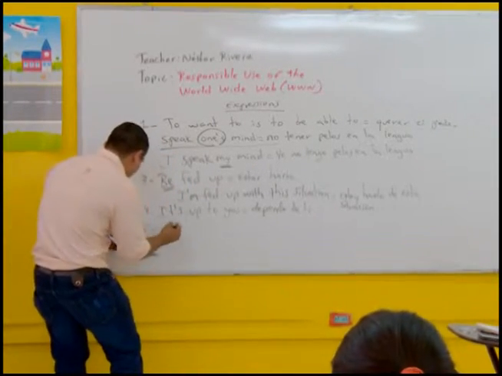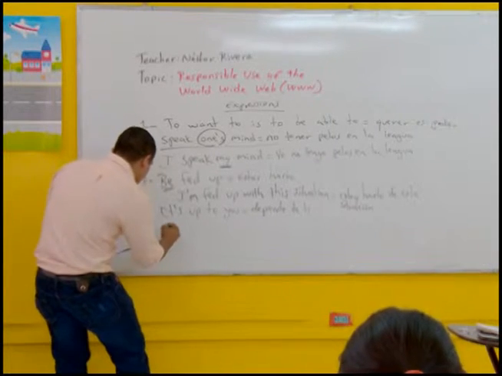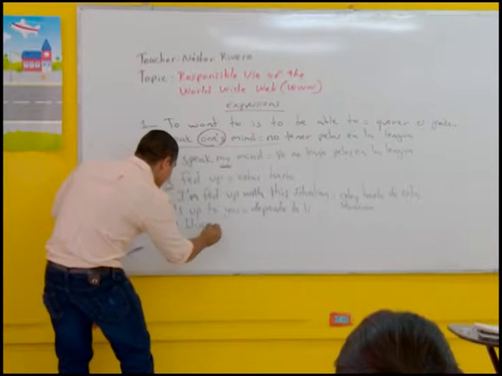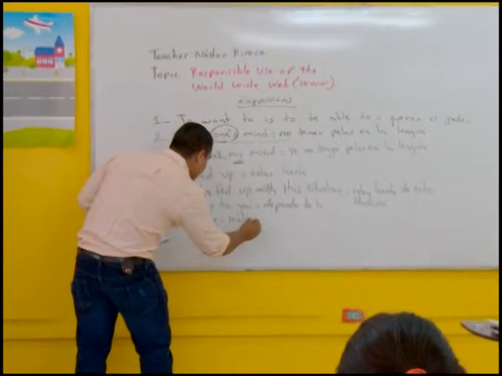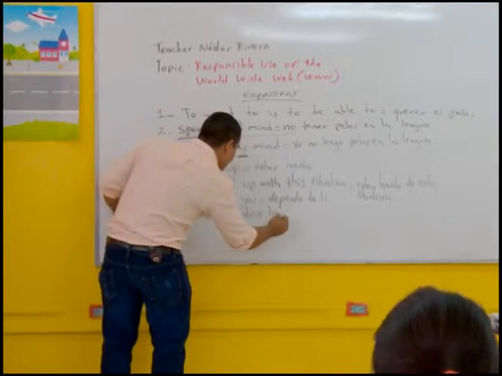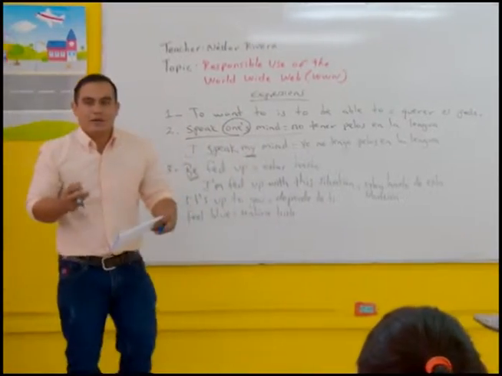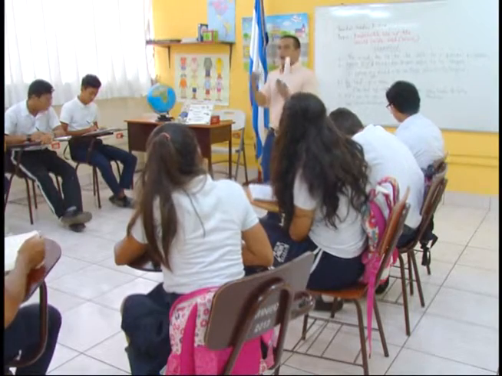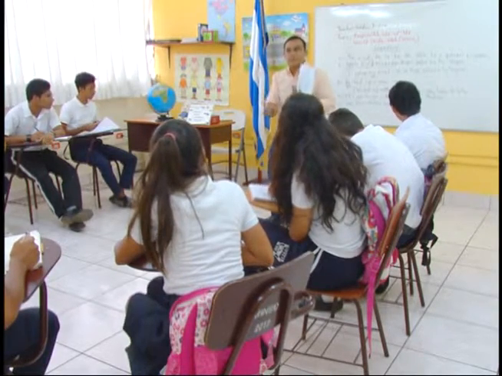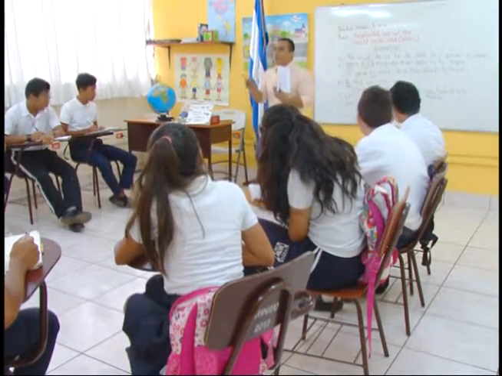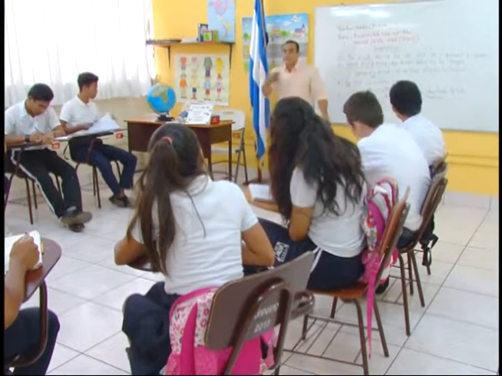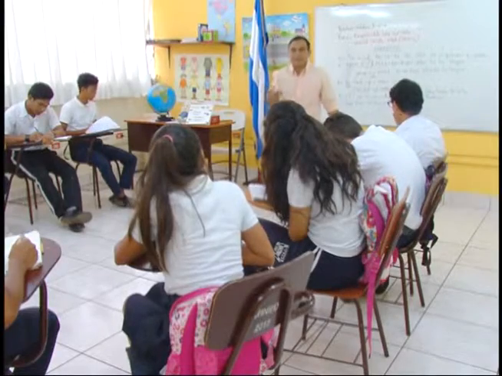Number five. Feel blue. Sentirse triste. ¿Cómo digo me siento triste utilizando esa frase? I feel blue. No es un significado literal, me siento azul. No, me siento triste. Eso es lo que la gente entiende.